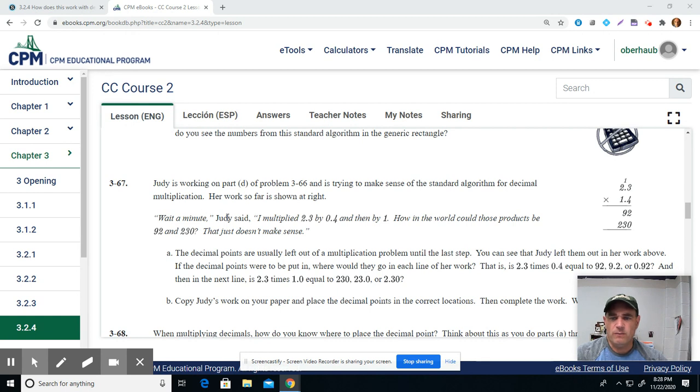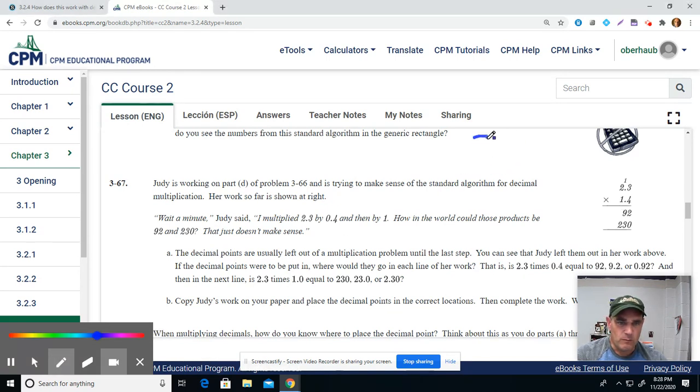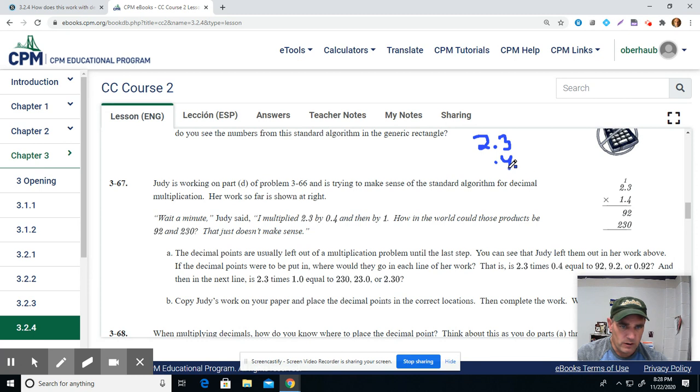So Judy says, wait a minute, I multiplied 2.3 by 0.4. So she's taking this as 2.3 times 0.4, and then she's going to multiply 2.3 times 1. So she's breaking this problem up into two pieces in her head, which I think is a little confusing. So I just want to show you this. She's taking 2.3 times 0.4, where we just multiply by the first term.